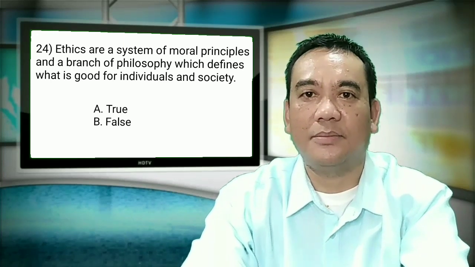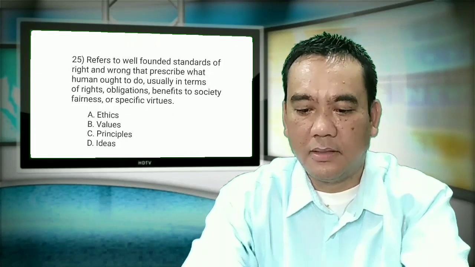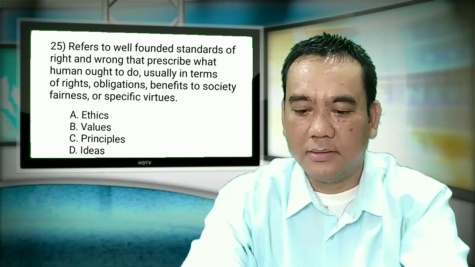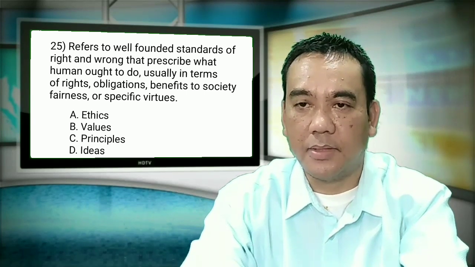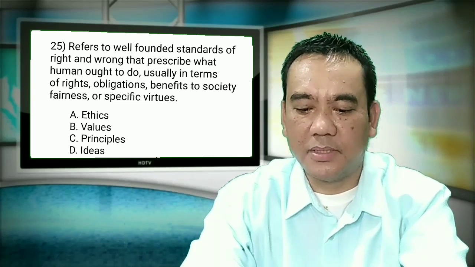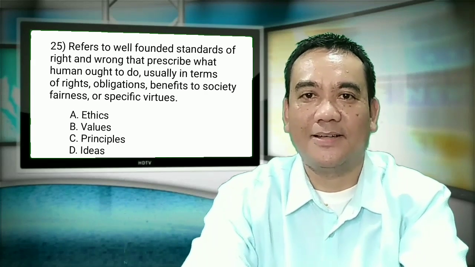The last question, number 25. Refers to well-founded standards of right and wrong that prescribe what humans ought to do, usually in terms of rights, obligations, benefits to society, fairness, or specific virtues. A. Ethics. B. Values. C. Principle. Or D. Ideas.